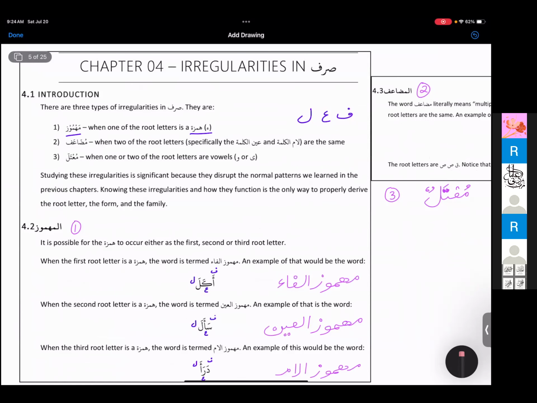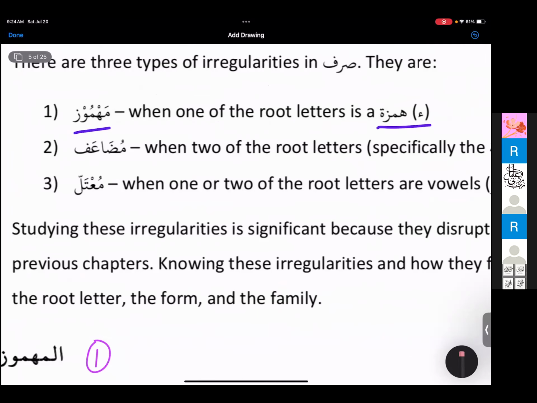Then the second one is called mudwa'af. Do not confuse it with our mudaf ilayhi. How do we write mudaf? Without this ain. Mudaf ilayhi does not have this ain. But this one is mudwa'af with ain, and that means that something is multiplying. Even in the Quran, Allah subhanahu wa ta'ala used it for charity, that whoever gives charity for the sake of Allah, He multiplies his reward. So the same word is used.